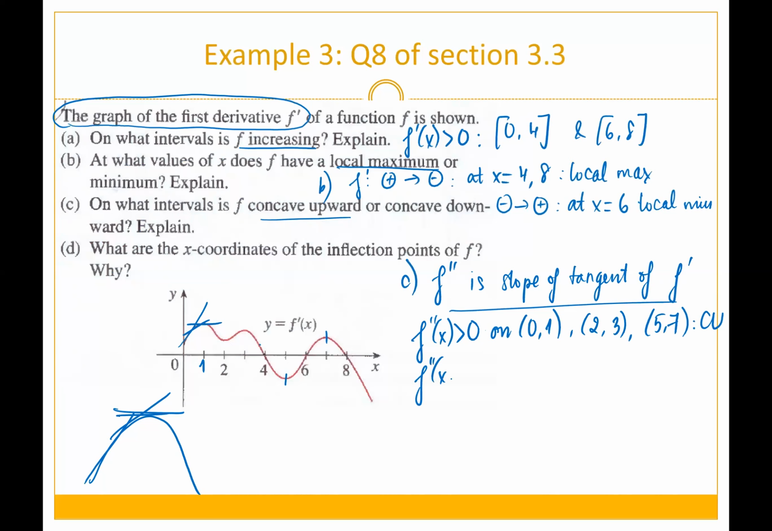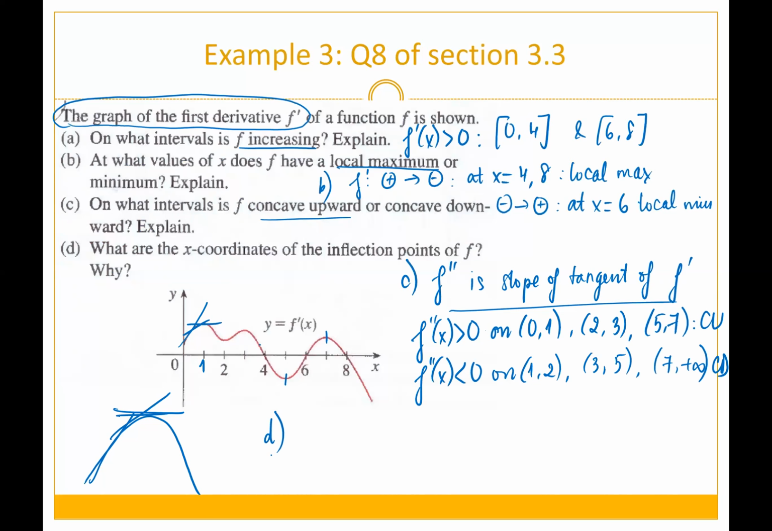Now f double prime of x smaller than 0 is just the rest of the intervals: from 1 to 2, 3 to 5, and 7 to infinity. This is concave downward, because of the slope of the graph.